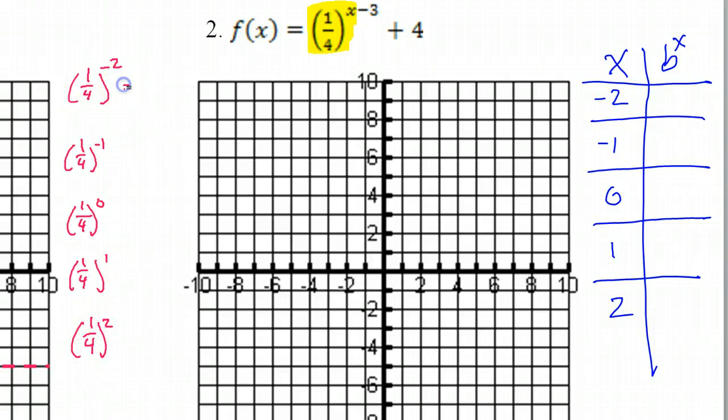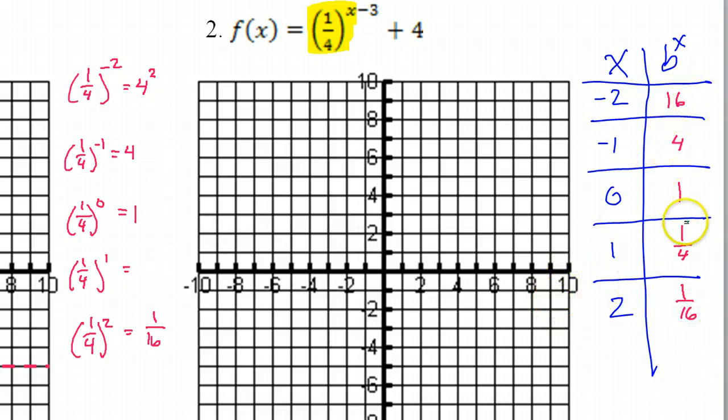Now when you have a fraction and a negative exponent, you do the reciprocal. So this will become 4 to the +2 power, which is 16. Again, negative exponent on a fraction, do the reciprocal. 1 over 4 becomes 4 over 1, which is just 4. And then anything to the 0 power is 1. 1/4 to the 1 power is just 1/4. And 1/4 squared, you can just square each of these separately. So 1 squared is 1, and 4 squared is 16, so that's 1/16.